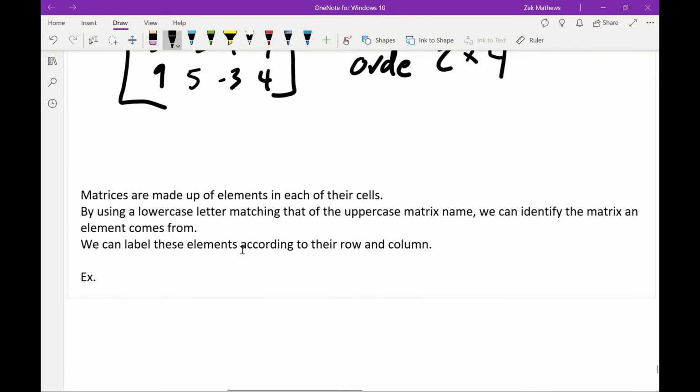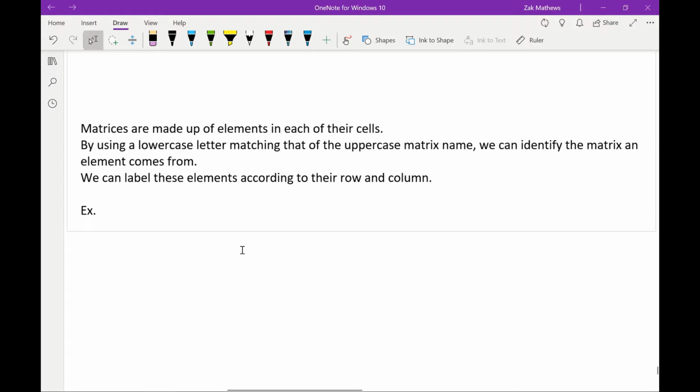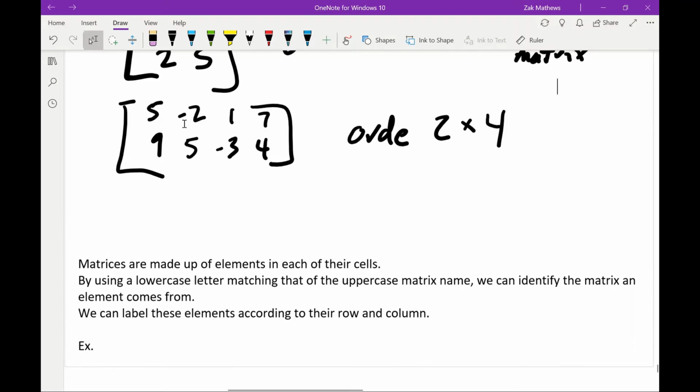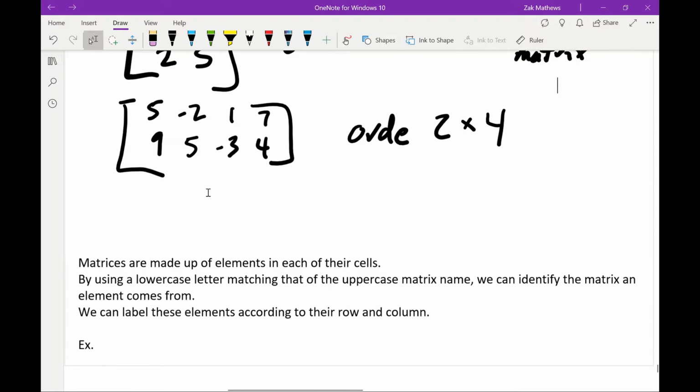Let's build upon our knowledge and terminology. Matrices are made up of elements in each of their cells, right? That's what each of these things is called. Each of these is a cell. So 5 is a cell, 9 is a cell, and so forth.